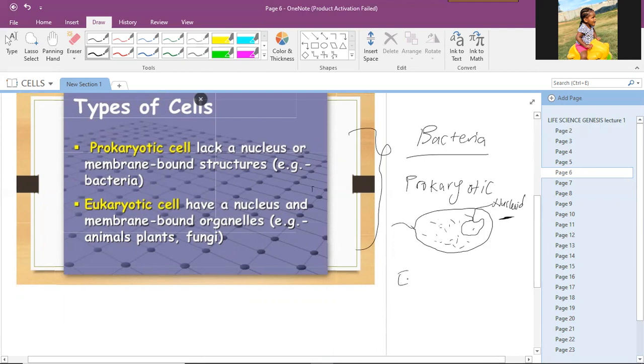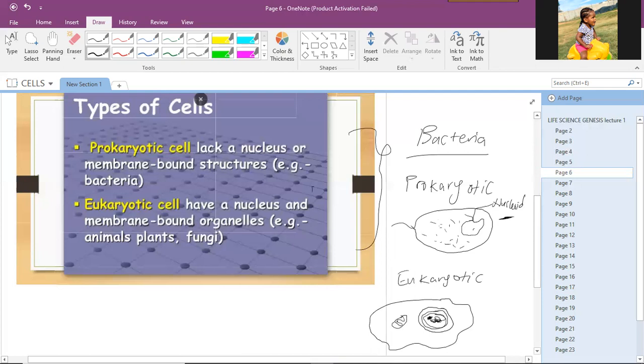But when we're talking about a eukaryotic cell, a eukaryotic cell is going to have a true nucleus. So let's say maybe this is an animal cell. It will have a nucleus and membrane-bound organelles. The nucleus is going to have a nuclear envelope, that's the nuclear-bound membrane, with a nucleolus there. So a very true nucleus and membrane-bound organelles.